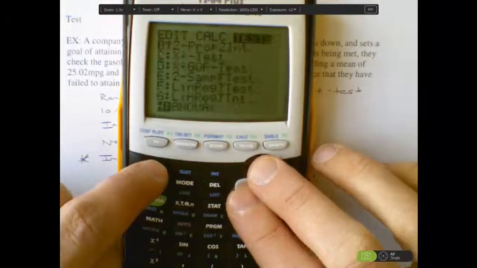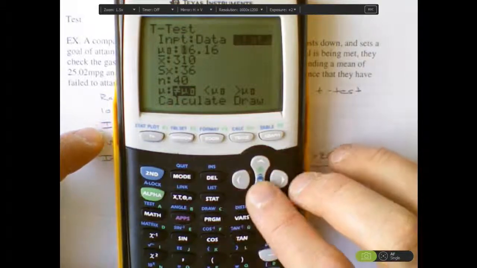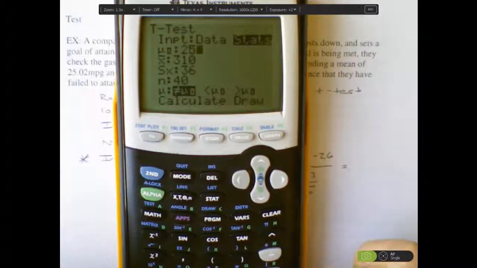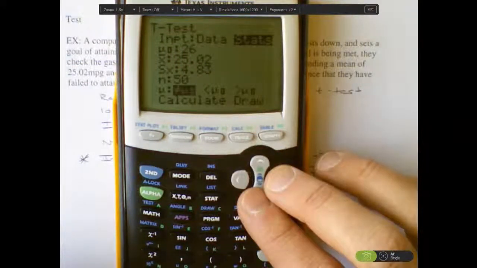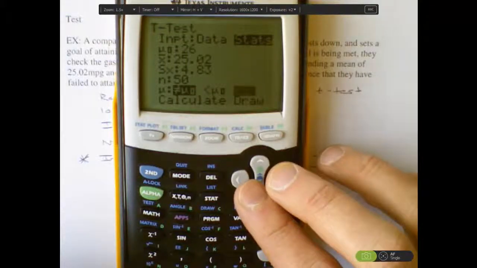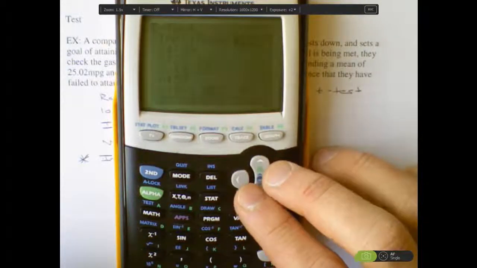We're going to go to stat test and t-test. I have the summary statistics again. My population parameter is 26. My sample mean was 25.02. My standard deviation from the sample was 4.83, and the sample size was 50. And I want to know, is there strong evidence they have failed to attain their fuel economy goal? They wanted at least 26, so failing would be less than 26. I'm going to calculate that.